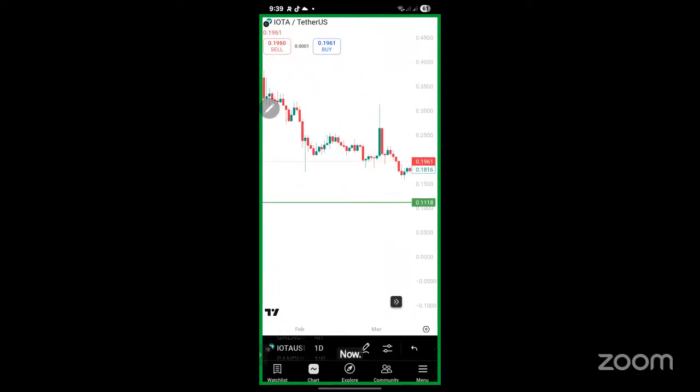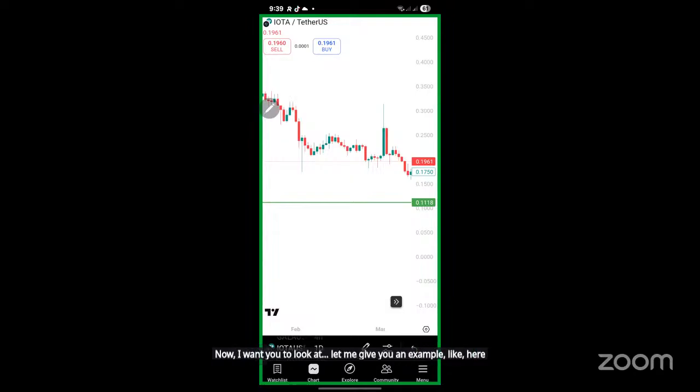Now I want you to look at this, let me give you an example like here. You understand? Now, are you seeing this move? Price moves up like this and makes a rejection. But again, price is taken back to the same area where the buyers came from. You understand? The buyers started from here, pushed the price up to this point, and the price comes exactly back to where it came from. This is a kind of manipulation. That is a kind of price manipulation.